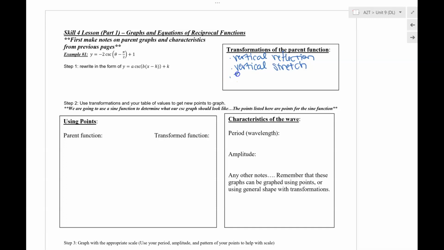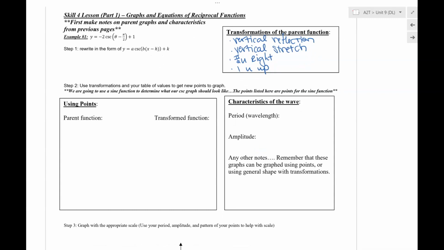We're going to go pi over 2 units to the right. Sorry, my writing looks awful. And we're going to go 1 unit up. Okay, so what we're going to do is graph. You can absolutely memorize these different points for cosecant, but like I said, I'm going to sketch sine, and I'm going to do it with the parent function.